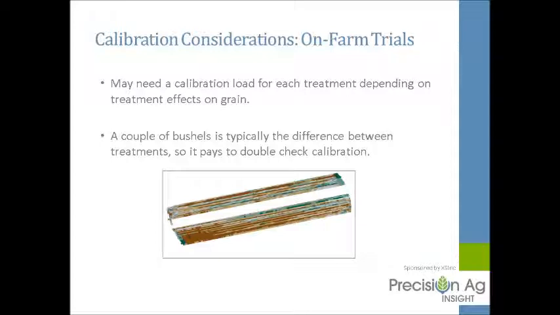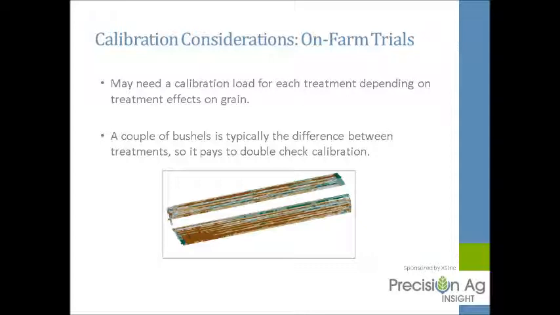Couple comments on on-farm trials. Before harvesting a trial, I always try to check a calibration or just totally recalibrate before we start harvesting on-farm trials. When we think about it, a couple of bushels is typically the difference between treatments. So when we're trying to detect a couple bushel difference on a field scale, we need to be as accurate as possible. Otherwise, we're going to get the old adage, garbage in, garbage out. We're not going to be able to detect those true differences.